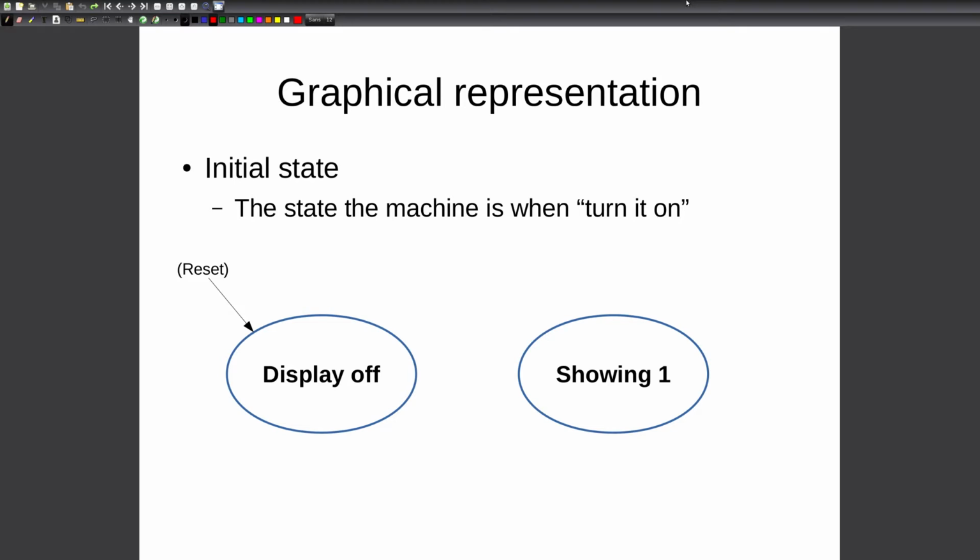One of the states has a special meaning. It is called an initial state. This state is the state the machine is in when you turn it on. So when you plug your machine into power, the first state it takes immediately after reset is called the initial state. In the diagram we mark the initial state with an arrow pointing to it from a word like reset or initial. So here the initial state is marked using an arrow and the word reset. So when you turn the machine on, the display will be in the state display off.